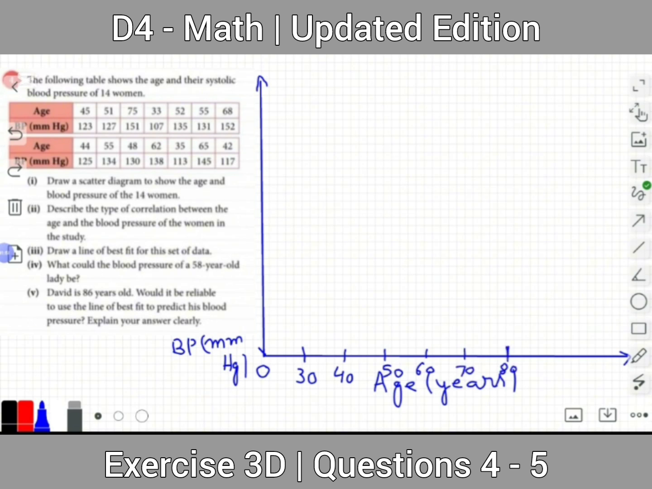Along the y-axis we have points 100, 110, 120, 130, 140, 150, and 160.